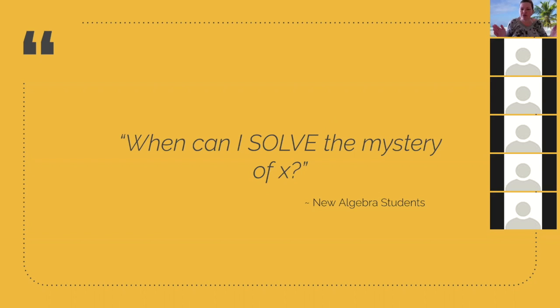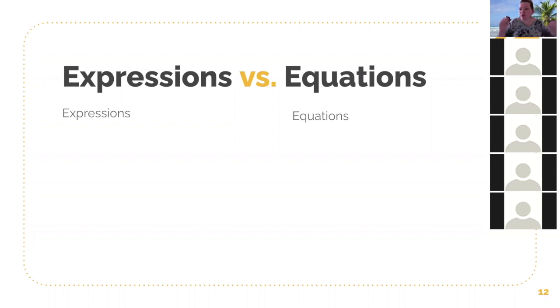Now notice what I wrote here. I said, how can I solve the mystery of X? Because guys, when we're solving, X is not a mystery anymore. We are going to find out exactly what number X has to be. In order to understand solving, you have got to understand the difference between an expression and an equation. As it turns out, up until algebra, most of everything you've actually seen in math was an expression.